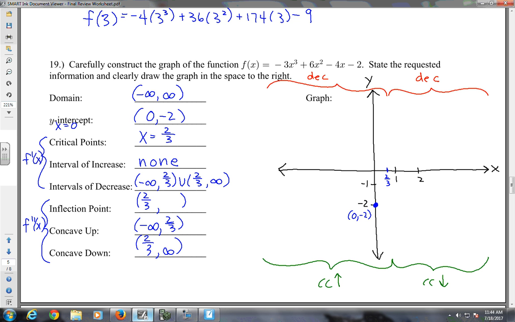Okay, so x equals 2/3 is not a max or a min, it's an inflection point. To find its corresponding y value, we need to plug 2/3 into the original function. So I need to calculate f of 2/3 so I'll know where to put this point on my graph. So I'm replacing all the x's with 2/3. And I'll evaluate that very carefully with my calculator.